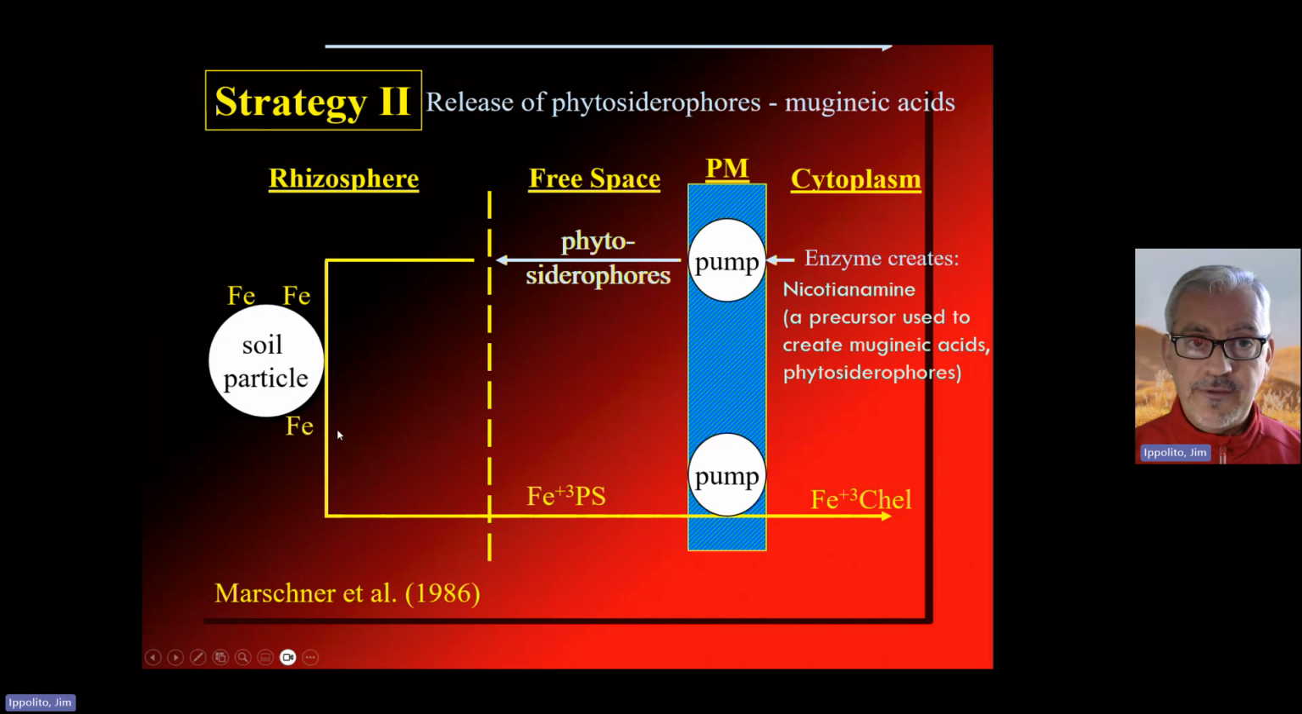The second part that's different in strategy 2 versus strategy 1 is the fact that the complex itself is completely pumped across the plasma membrane. And this is different than strategy 1, whereby a chelate would carry iron 3 or iron 2 to the outside of the root and then release it so iron 2 or iron 3 could readily be transported across the plasma membrane. In strategy 2, the entire complex is carried across the membrane itself.